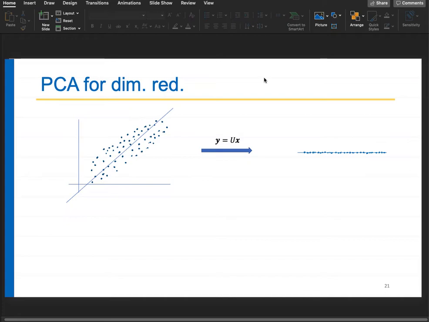So pictorially it will look something like this. You have data, let us say, distributed in 2 dimensions. And if you use PCA, you will take the direction along which variance is maximum and then project it along that dimension, and you get a nice one-dimensional representation.